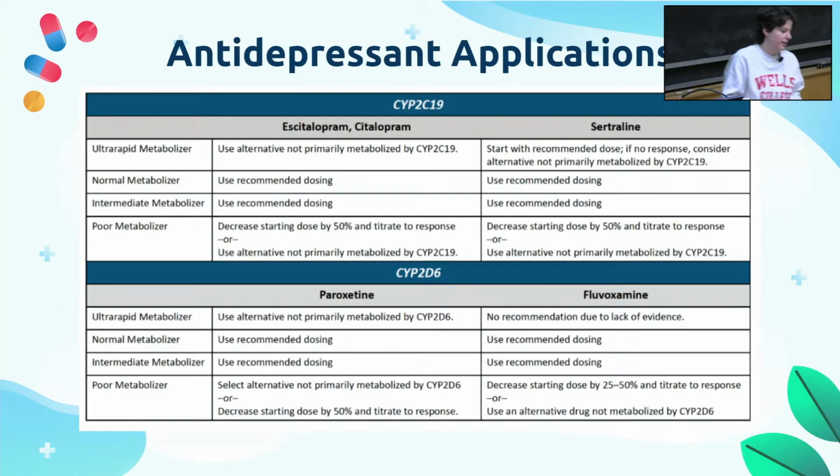So, going over a patient case. Let's say you have a 23-year-old male. Pharmacogenomic report shows they're a normal metabolizer for CYP2C19, an ultra-rapid metabolizer for CYP2D6, and they want to start on paroxetine. What would you tell them?